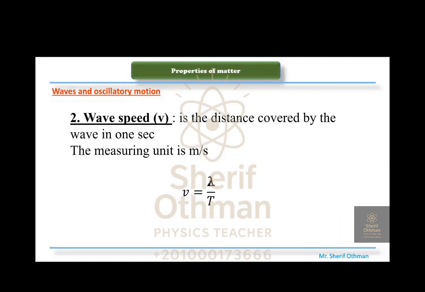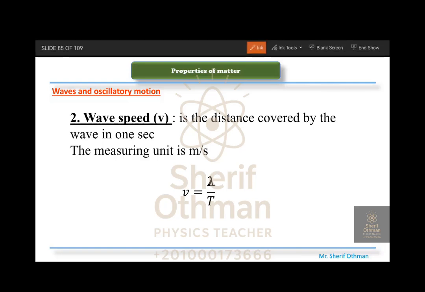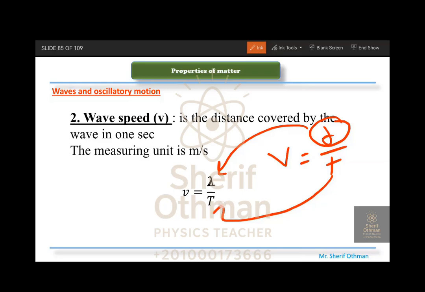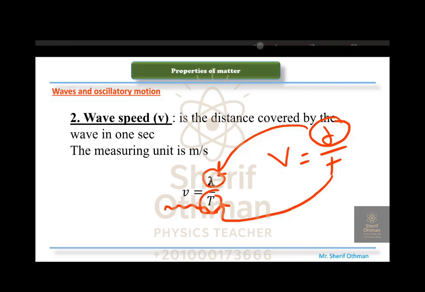What is the wave speed, guys? The wave speed is the ratio between the wavelength and time. As we said before, guys, speed in general is equal to distance over time. Distance in waves is represented by wavelength, while time of the wave is represented by periodic time. So in the end, wave speed is equal to the wavelength divided by the periodic time.